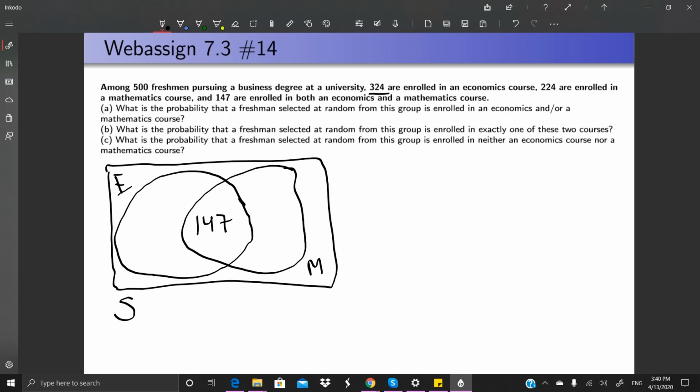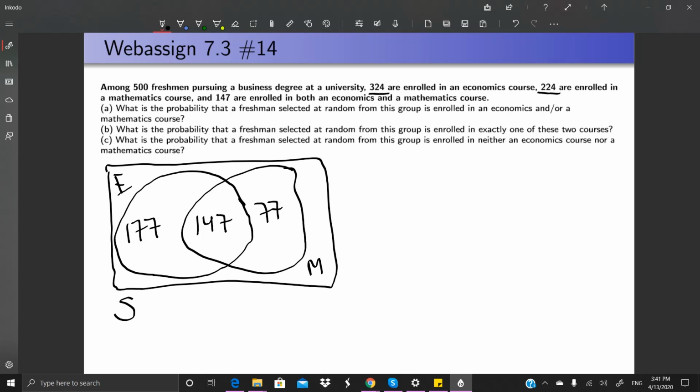We have 147 in both, so we have 324 total. So you do 324 minus 147, and you get that there are 177 people here. Okay, and then we know that there are 224 people in math class. 147 of them are taking both, so you do 224 minus 147, and you get 77 out here.